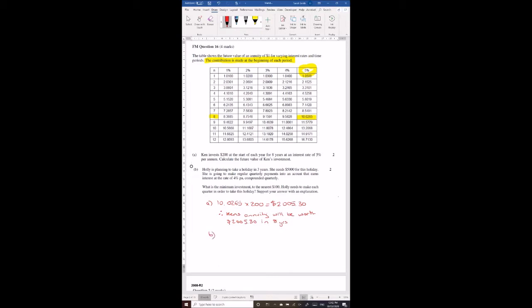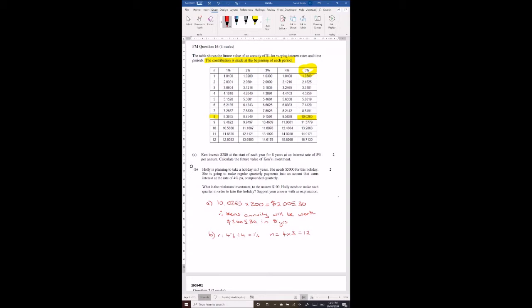Okay, so B. The first things we need to do is adjust our rate and adjust our time period. So our rate will be 4%. Now it's compounding quarterly, so we need to divide that by 4. So 1 per quarter, which gives us 1%. The number of time periods is going to be 4 times 3, because there is 4 quarters in every year. So 4 quarters, 3 years. So we're going to have a new time period of 12.